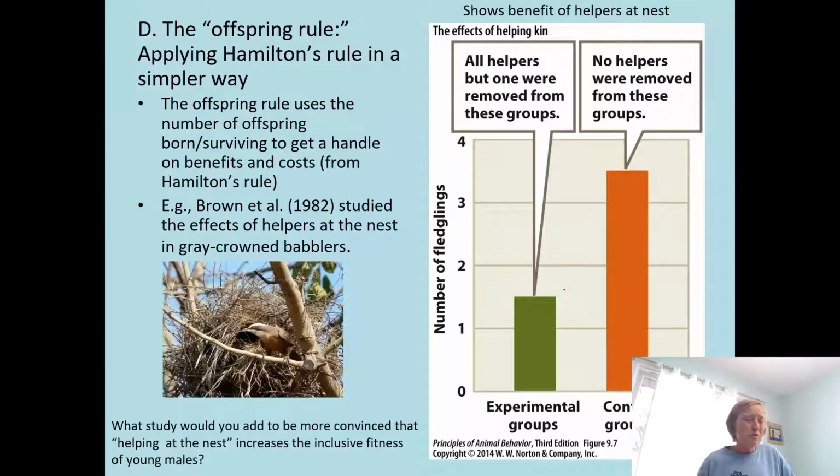Okay, so here's what Brown studied. Brown studied these birds called gray-crowned babblers. I'm not even sure where they're from. I really don't know. Not in America.